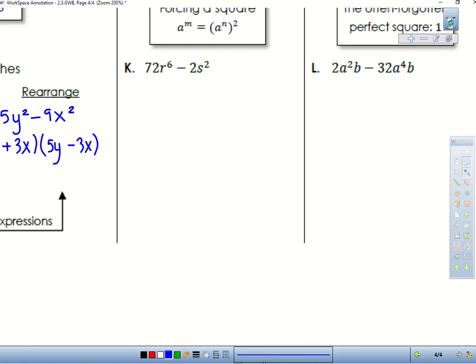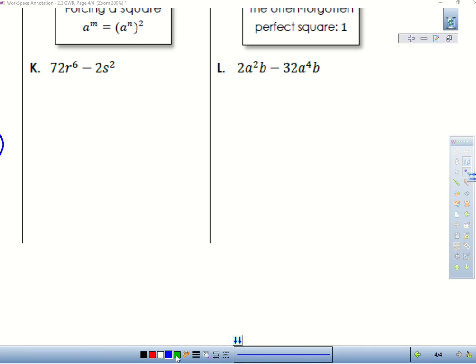All right, we got two more problems and then you have time for homework. So let's look at K. For K, the first thing we always want to do in any form of factoring is look for a GCF. Do we have one here? Yes, we have one. What is it? Very good. So we're going to take out that 2. When I take out the 2, it means I divide by 2. Now we actually have the difference of two perfect squares.